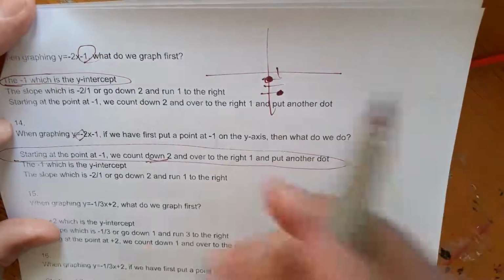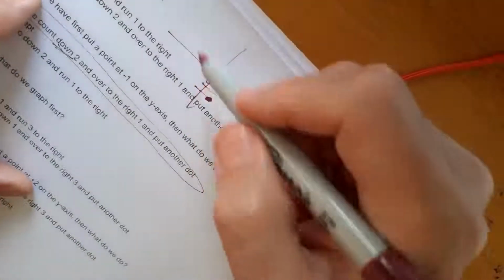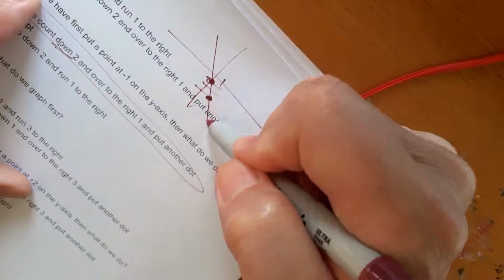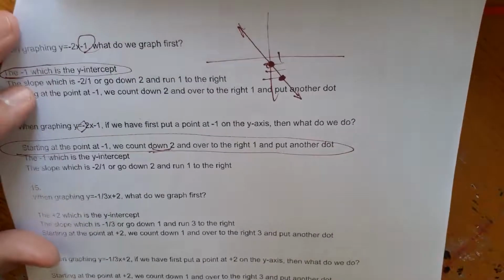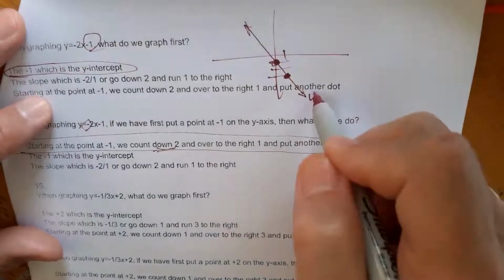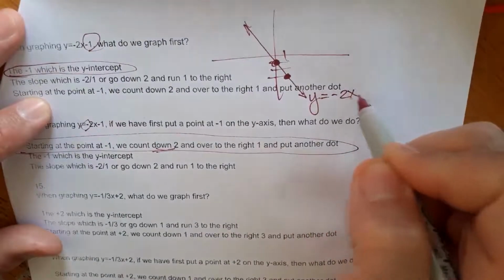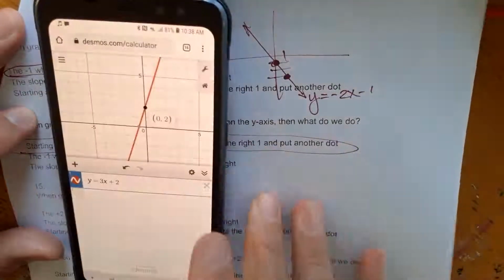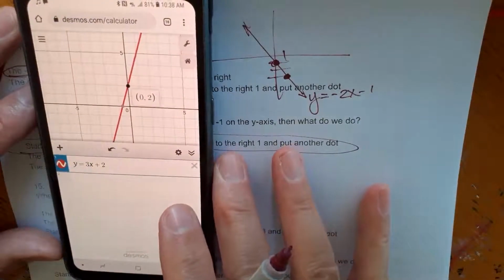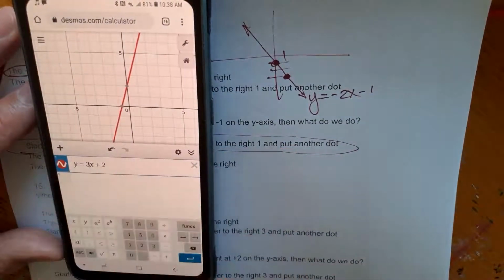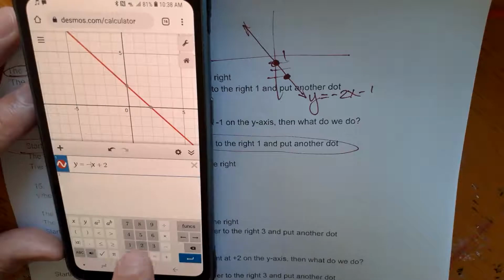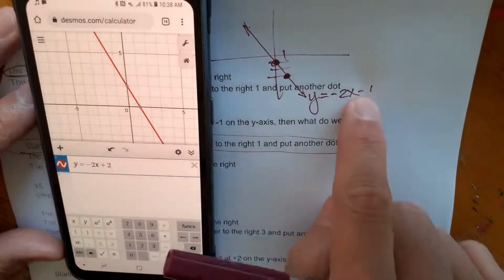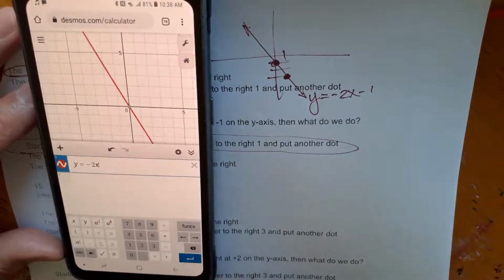Put a second point. How many points do you need to draw a line? And I'm going to move my paper a little so I can try to draw a straight line. All right, that's it. This is the graph of y equals negative 2x minus 1. How do we check it? Y equals, let's put a negative 2x here, and we had a minus 1. There we go.